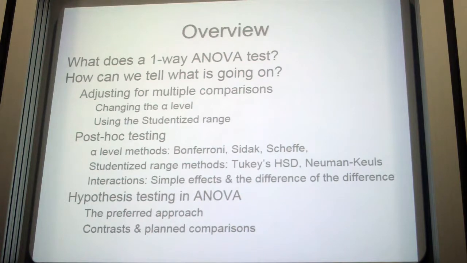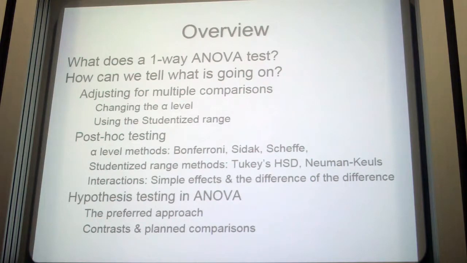We can do this in one of two ways. We can change the alpha level, so the point at which we'll call something significant, or we can use what's called the Studentized Range. Those are the basic frameworks for what we can do after getting a significant effect in an ANOVA, to work out what's going on, which means are different from which means.